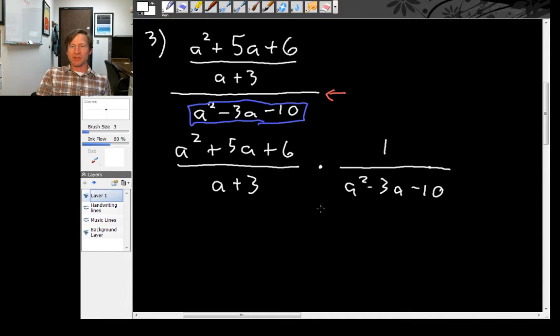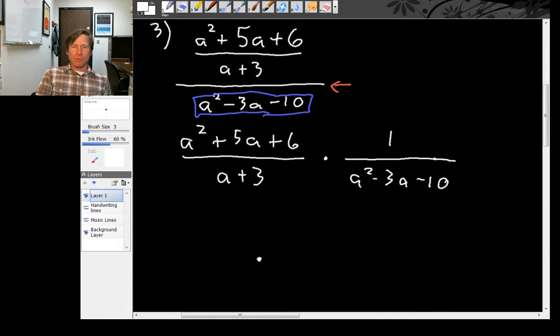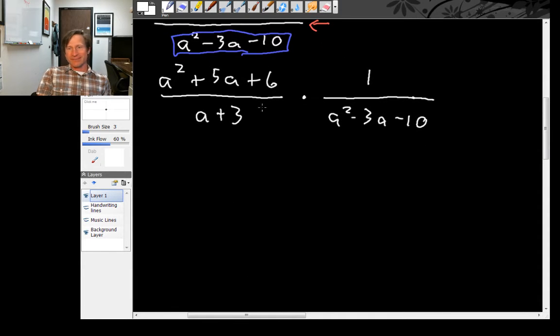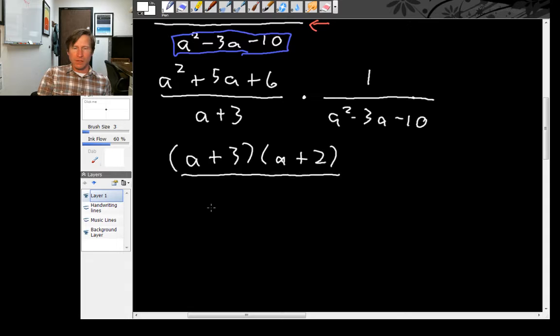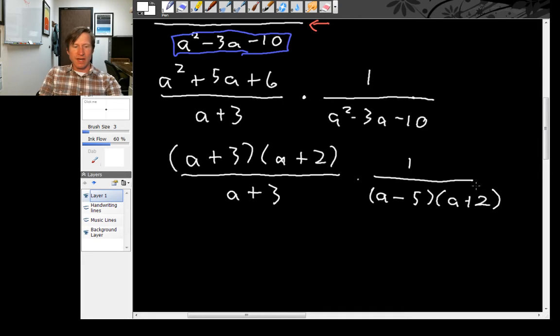All right, so now we need to multiply these rational expressions. Well, multiplying rational expressions, it's best to simplify before multiplying anything out, so let's factor everything. In the numerator on the left here, we get a plus 3 times a plus 2, and the denominator is already factored, so a plus 3 times 1 over, now we can factor this denominator. Let's see, we're going to get a minus 5 times a plus 2.